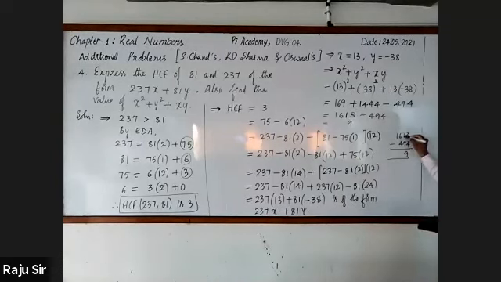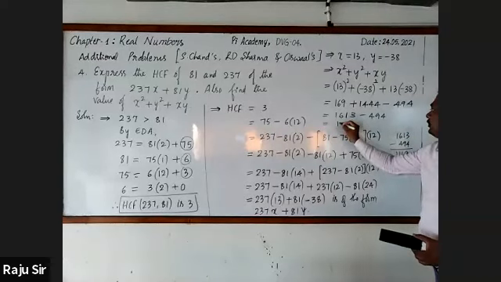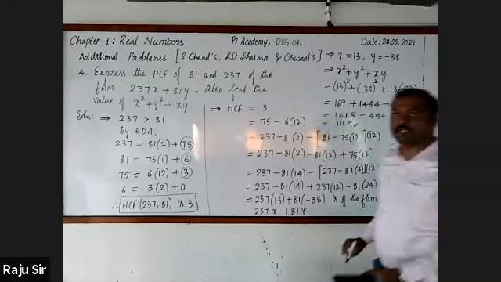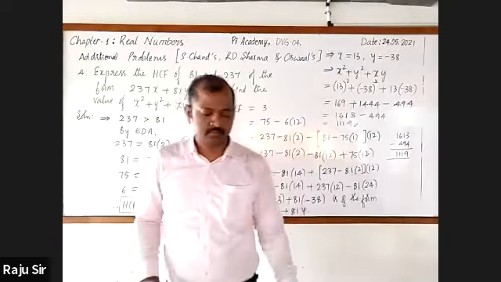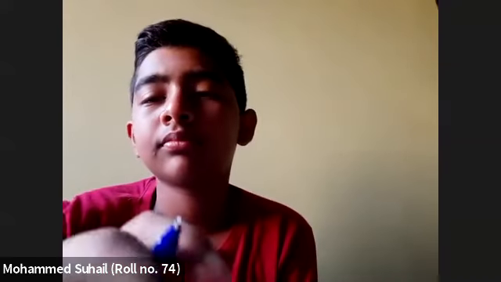0 will remain. It becomes 10. 10 minus 9 is 1. 5 will remain. 5 minus 4, 1. Then 1. It is 1119. Have you got the same? Yes, sir.